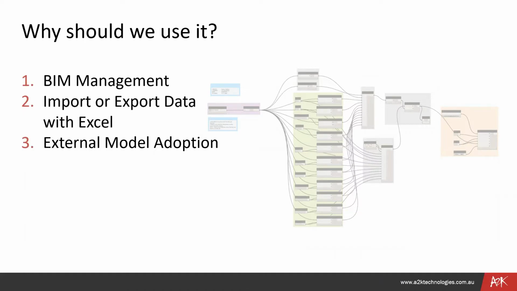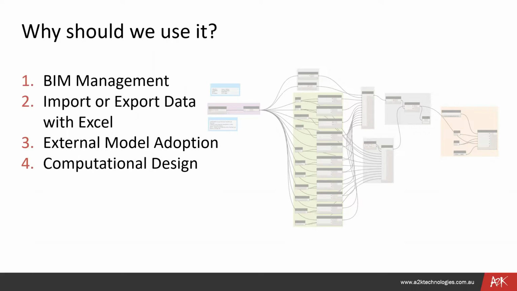External model adoption. That means if you've got someone's model, like an architect's model or MEP model, you can bring it in and train your code to pick up certain things that you need in that and then use that information. For instance, you can make sure you're placing columns at every grid intersection and things like that.